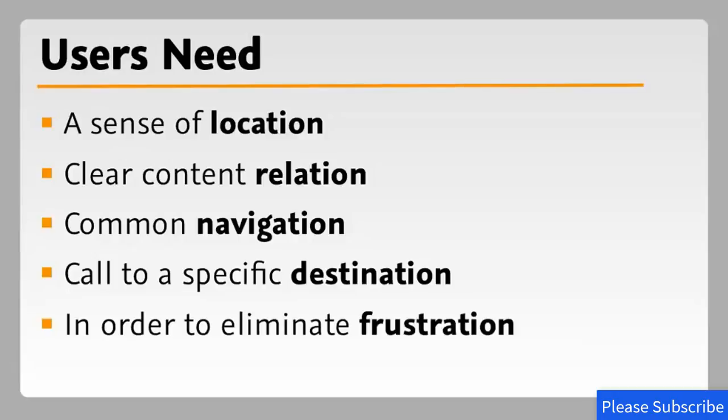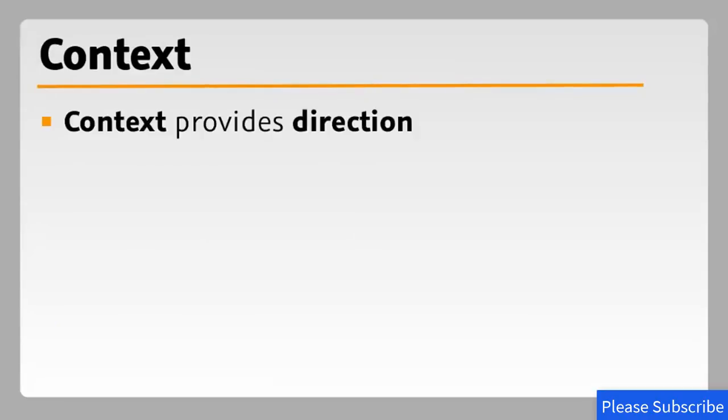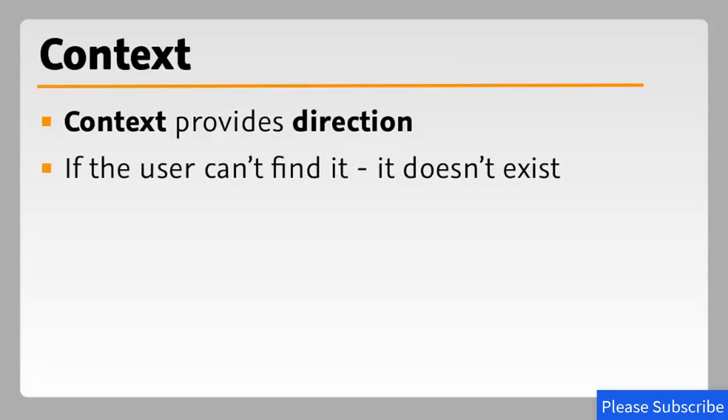Otherwise, they're going to be frustrated. They're not going to know where they are or where to get the information that they want, and they'll hit their back button and leave. So what we need to do is understand context. Context helps provide direction. When we use keywords in the architecture and navigation of the website, we help the user find what they want. Because if it isn't seen by the visitor, it doesn't exist.